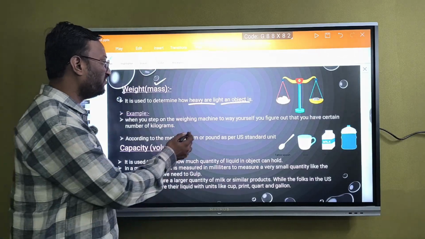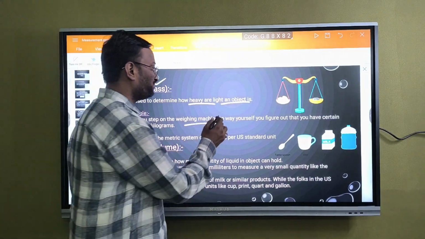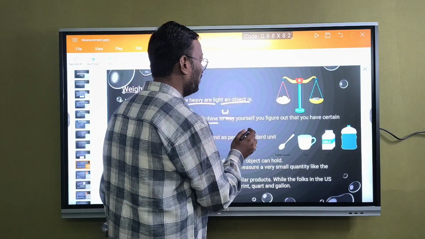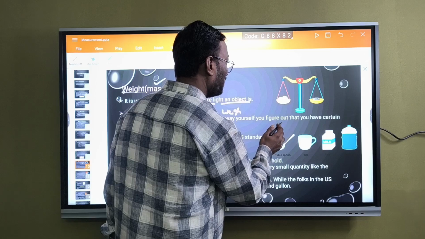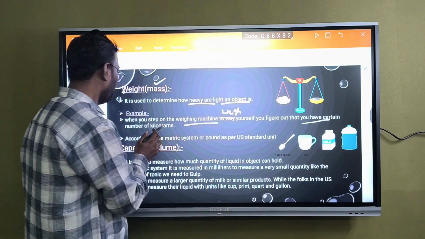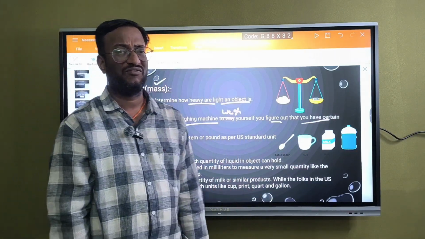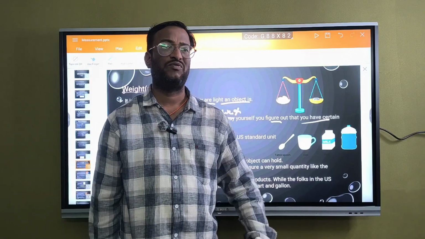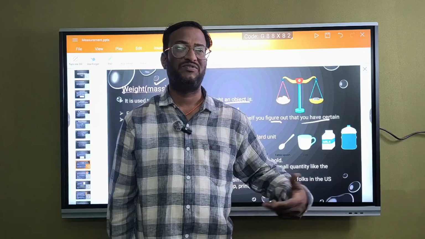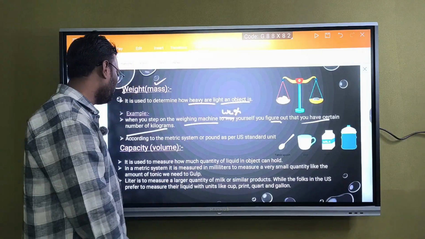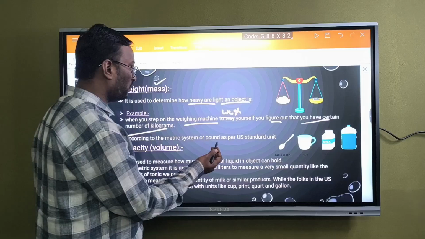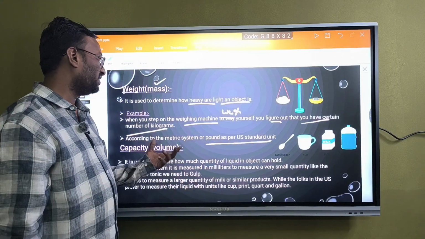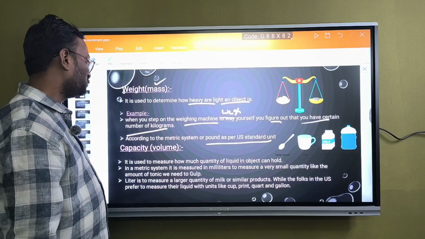Example, when you step on a weighing machine to weigh yourself, you figure out that you have a certain number of kilograms. If you stand on some weighing machine, it will show you your weight. It will show your weight around 30 kgs, 40 kgs, 50 kgs, whatsoever. That depends upon your weight, according to the metric system, or in pounds as per the US standard.